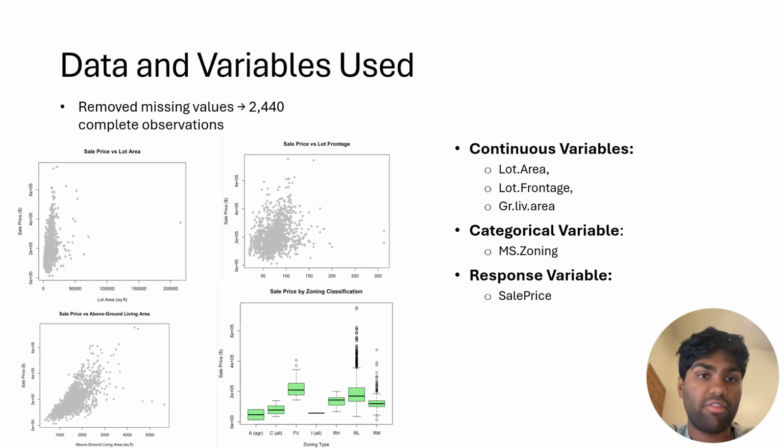So my predictors included lot area, and lot frontage, which basically refers to the distance between the lot and the closest boundary it is to, for example, a public street or road. The third one was above ground living area, which is also a continuous variable. And the last one was a categorical variable, which is basically what the property is classified as, the zoning. The response variable is sales price.